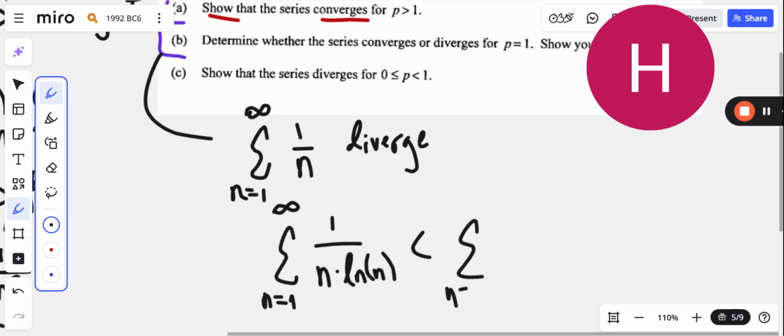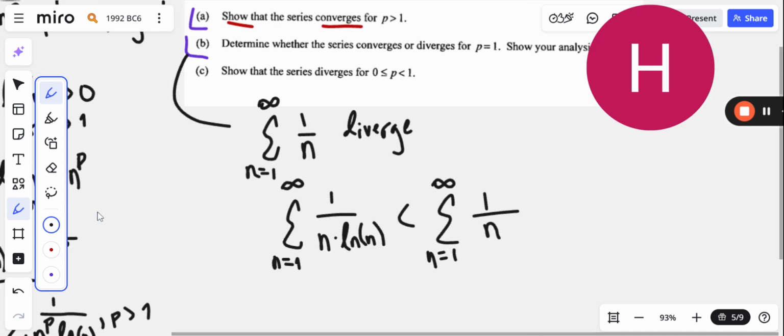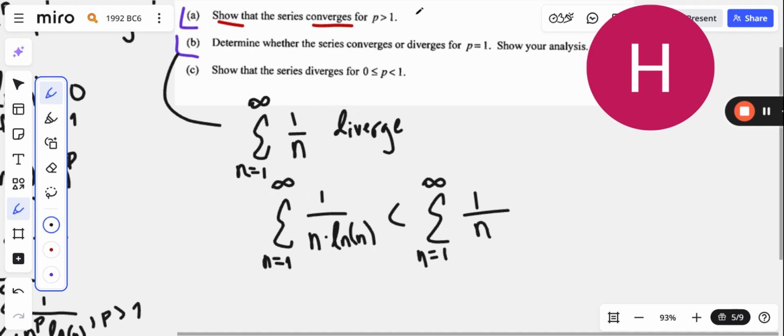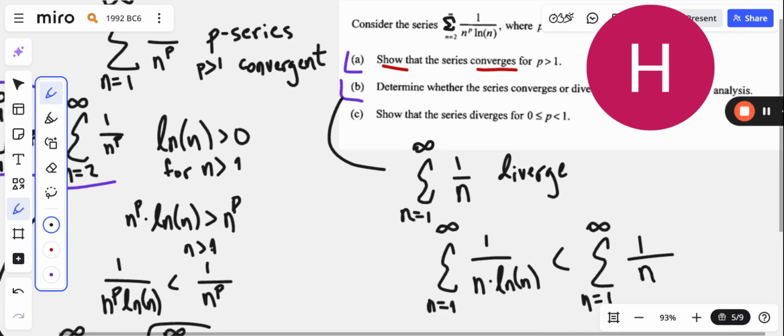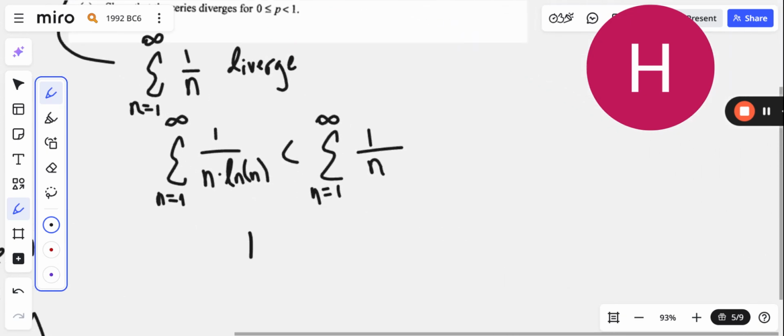But that doesn't help us. If we say that it's smaller than a divergent series, we don't know if this is also divergent. So this is going to be 1 over n to the 1. So that direct comparison would be inconclusive. We need a different way to determine whether or not this series converges or diverges, since this isn't a sort of clear p-series that is convergent. It's not clear that this is convergent or not. So we're going to have to try the integral test for this.